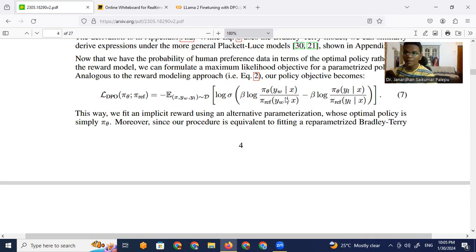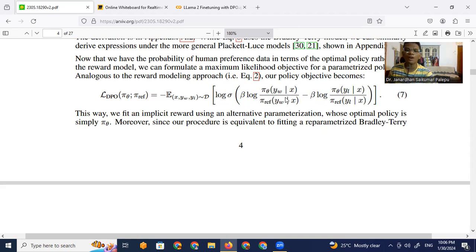Then we subtract beta log of pi theta of YL given X, where YL corresponds to the rejected answer, divided by pi ref, the older model, and how much probability it gives for YL, the rejected answer given X. So here it is actually quite direct. We directly ask the model to increase the probability for YW and decrease the probability of YL. We also directly ask the model to not make huge changes. We directly have this in the loss function.